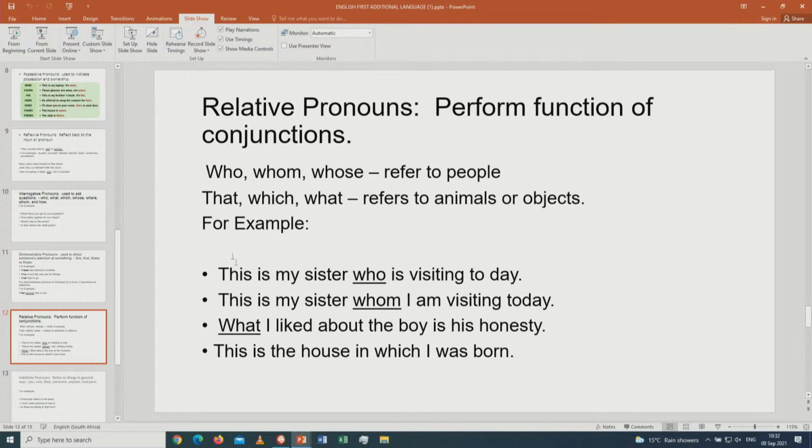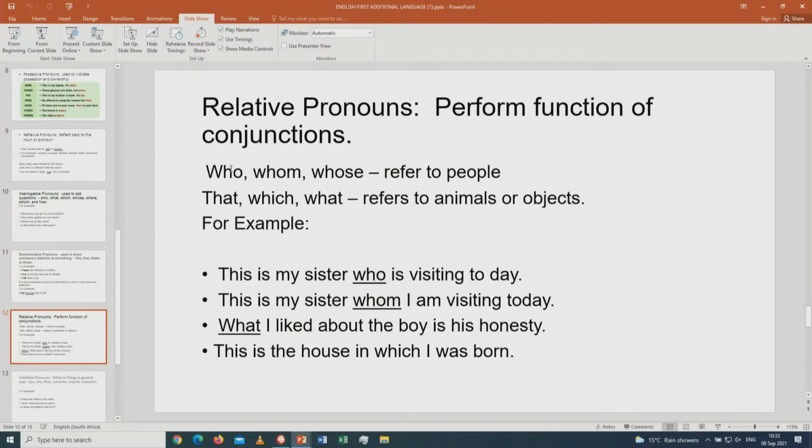For example, this is my sister who is visiting today. Who refers to people. This is my sister whom I'm visiting today. Whom also, we use it only to refer to people. Then, what I like about the boy is his honesty. What I like about the boy is honesty. What refers to either people, animal, or object. This is the house in which I was born. Which refers to an object, which is the house.